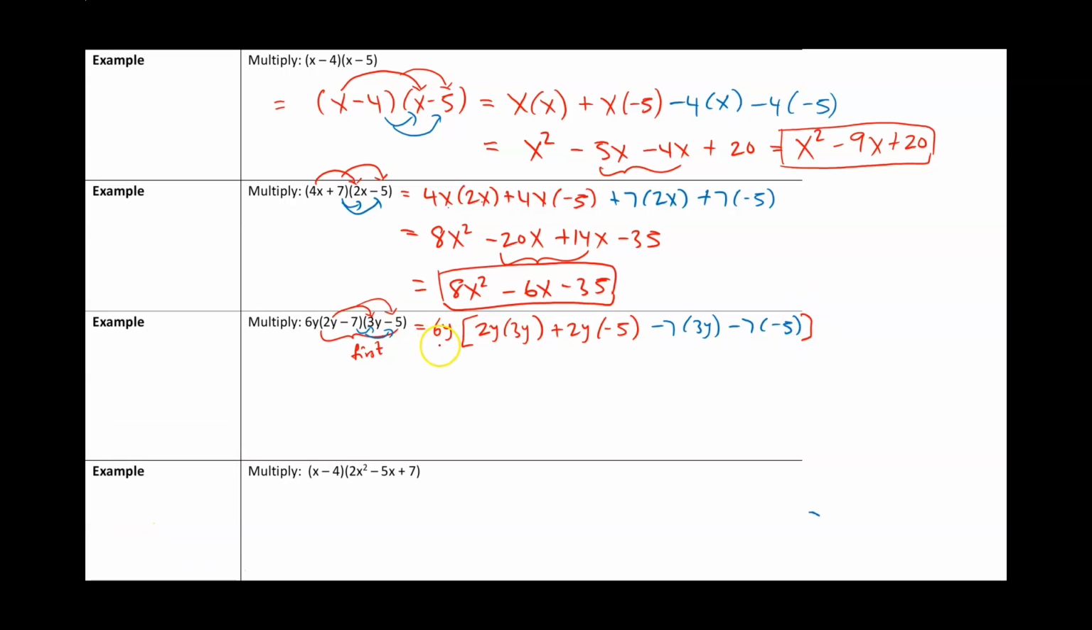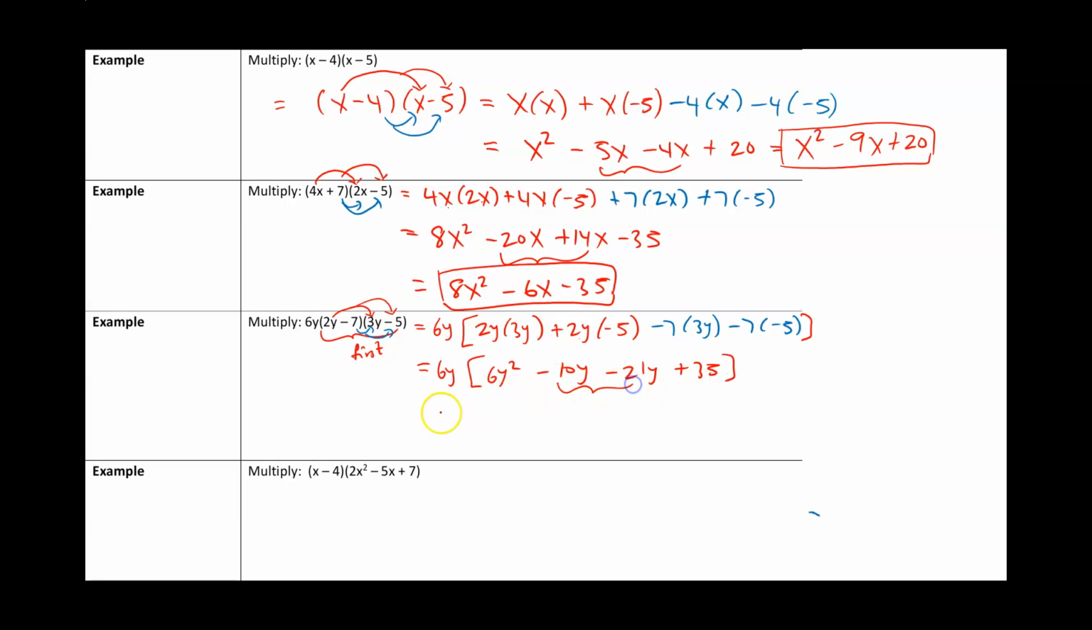Okay, so I kept the 6y where it is, and then I just multiplied 2y times 3y, 2y times negative 5, negative 7 times 3y, and then negative 7 times negative 5. So we have the 6y on the outside, and on the inside we have a 6y squared. 2y times negative 5, that's a negative 10y. Negative 7 times 3y, that's a negative 21y. Negative 7 times negative 5 is a positive 35.